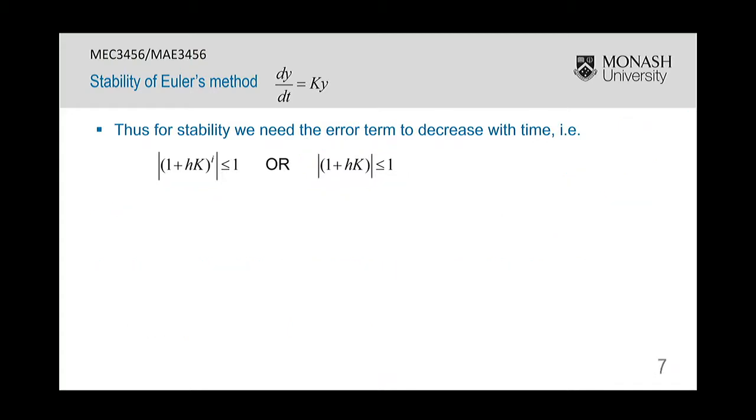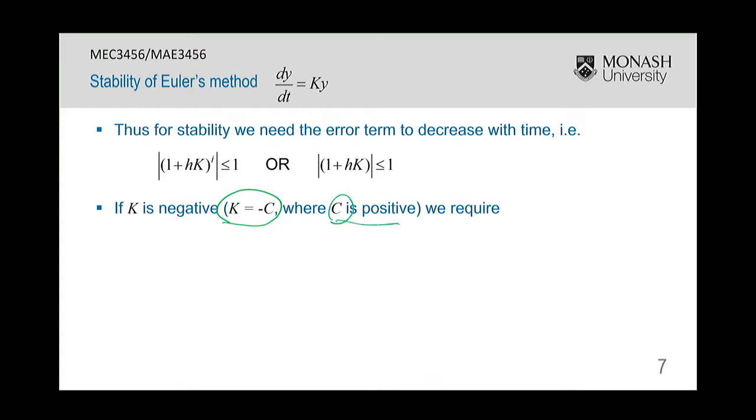Okay, so let's go back to our stability condition. What happens when k is negative? Well, in order to investigate this, to make sure we don't trap ourselves up, let's let k equal negative c, where c now is a positive number. So we replace this by the magnitude of 1 minus hc is less than or equal to 1, where we know now that c is a positive number.